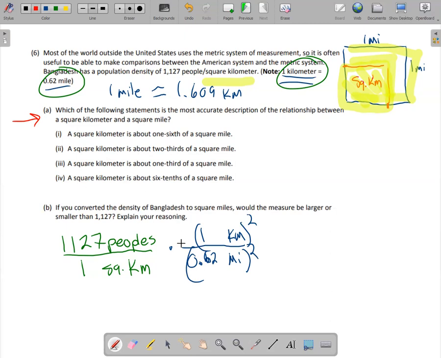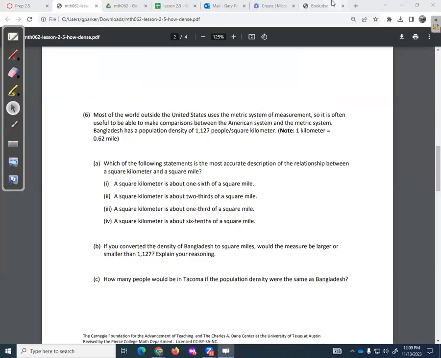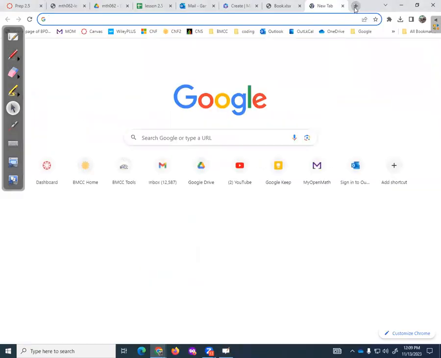Okay, so a reminder about how this works. The fraction bar is a division. So on my calculator, I'm going to have 1,127 divided by 0.62 squared. That's the calculation we just figured out. That converts from square kilometers to square miles. All right, whip out a calculator. See what you got. I got an answer. Excellent. Hopefully it's the right one.